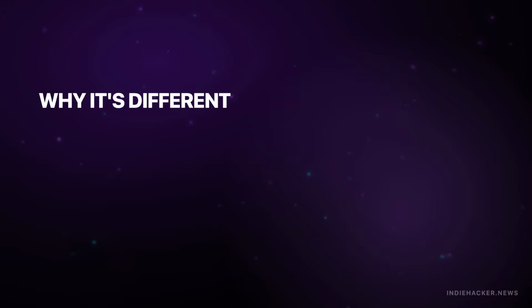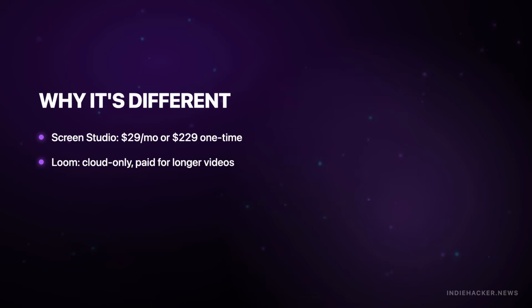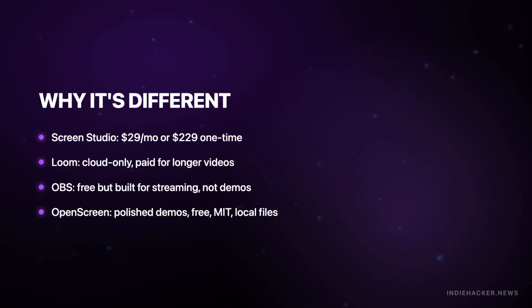Okay, so here's what makes this different. Screen Studio is $29 a month or $229 one time, depending on the plan you pick. Loom charges for longer videos and exports through their cloud. OBS is free, but it's designed for streaming, not for making polished product demos with smooth zooms and motion blur. OpenScreen sits in this gap. You get the polished demo output of Screen Studio with the zero cost of OBS, and you get to keep the file on your laptop with no cloud upload. Plus, it's MIT licensed, so you can fork it and ship it inside your own company tooling.